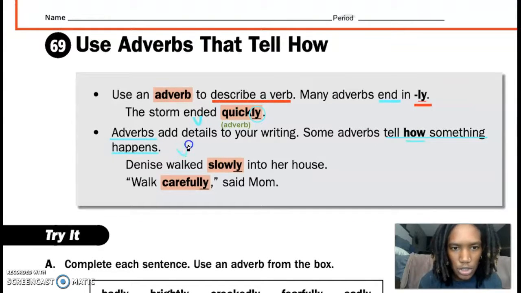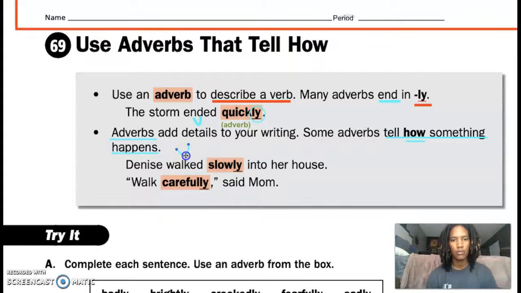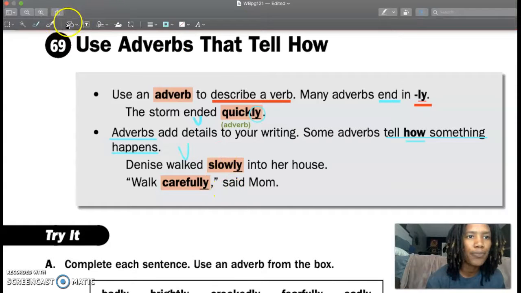Let's get this. She walked. V is for verb. Okay, V is for verb. I know, y'all, it's a little messed up, but it's there. V is for verb, right? How did Denise walk? What's the adverb? Slowly, right?